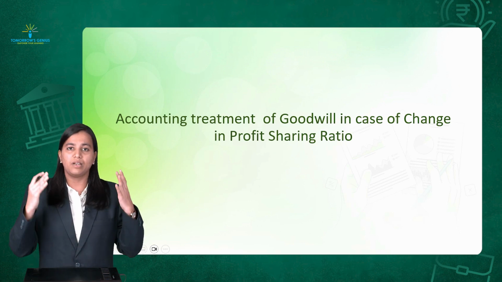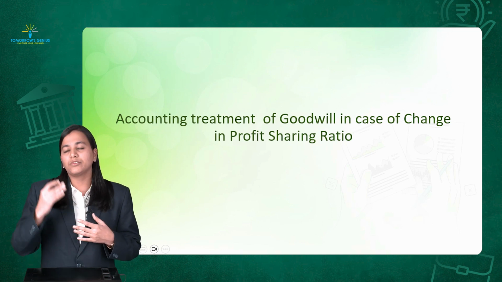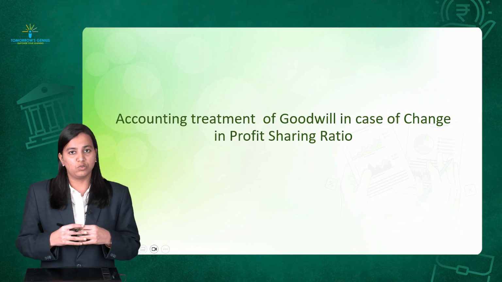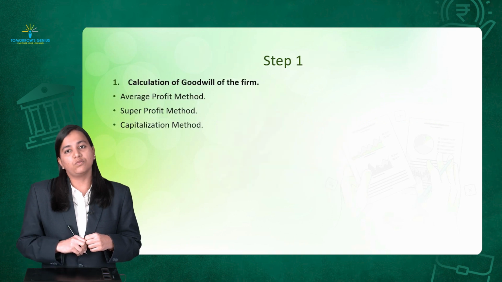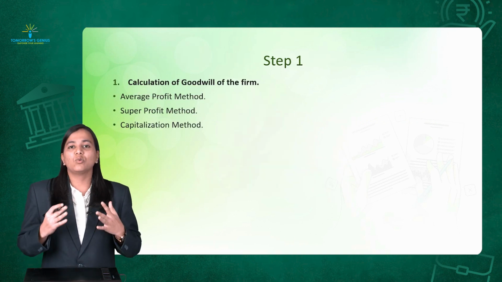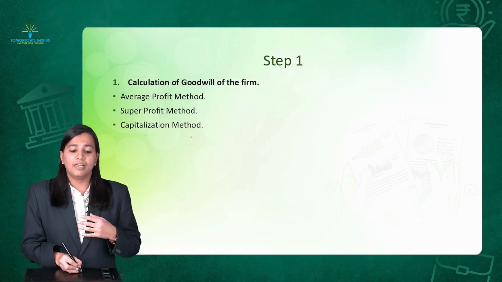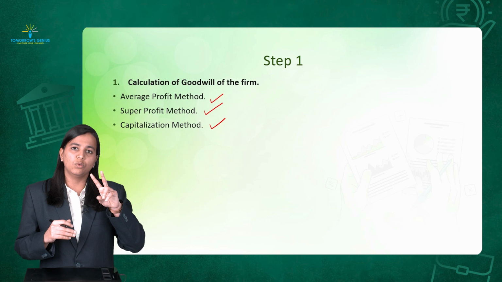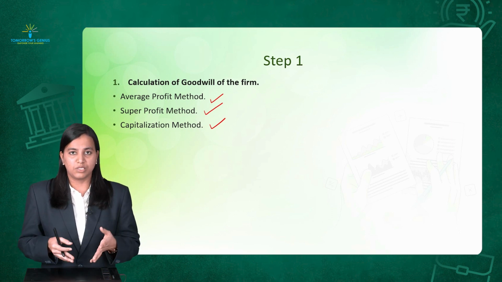Then, how do we record the journal entries is the question. At the end, in the exam, they will ask you how you will pass the journal entry. For that, I will provide you the steps, like we understood in the methods, the steps in valuation of goodwill. So, steps in treatment of goodwill. Step number 1 is calculation of goodwill of the firm. We have understood in the previous videos there are 3 methods: average profit method, super profit method and capitalization. Under capitalization method we have 2: capitalization of average profit and capitalization of super profit, depending on the question.